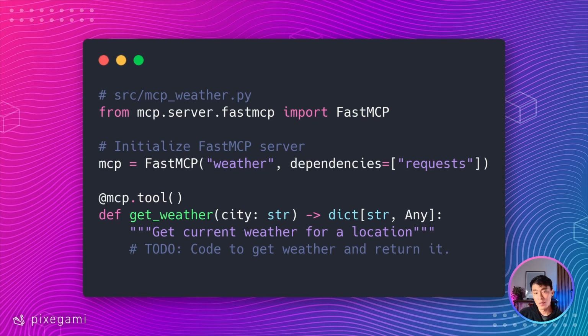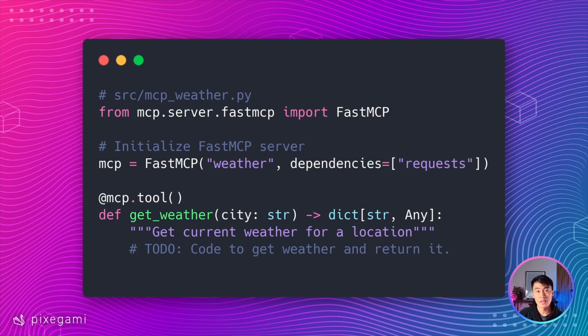Then we'll use this mcp.tool decorator on any function that we want to expose as a tool. FastMCP will automatically read the function signature and its docstring to understand what parameters the tool needs and what the tool does. So our AI will know that this tool takes a city name and returns weather information.